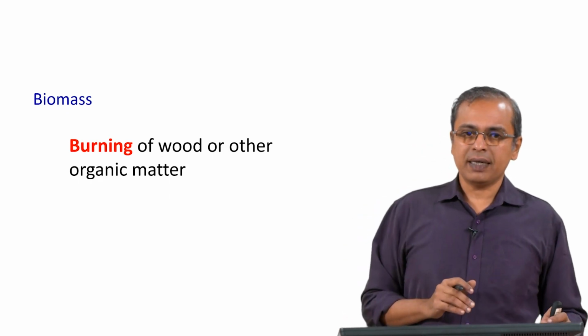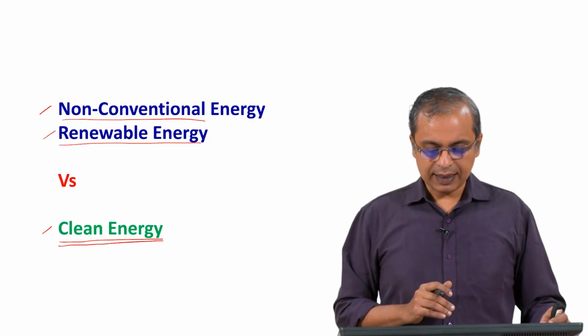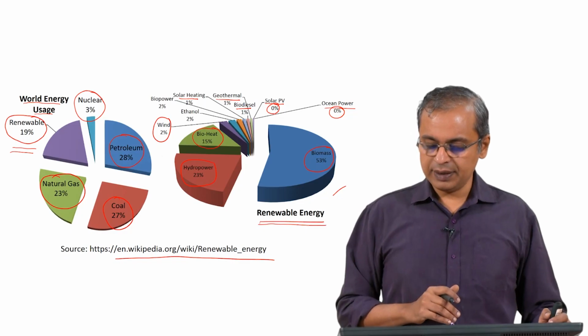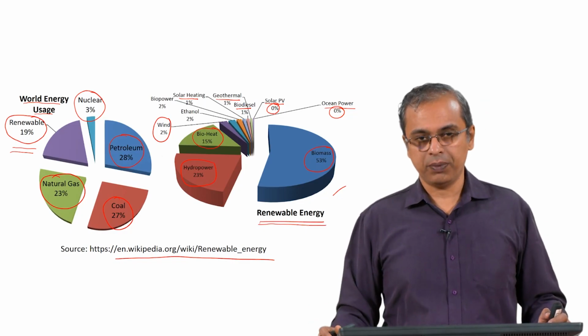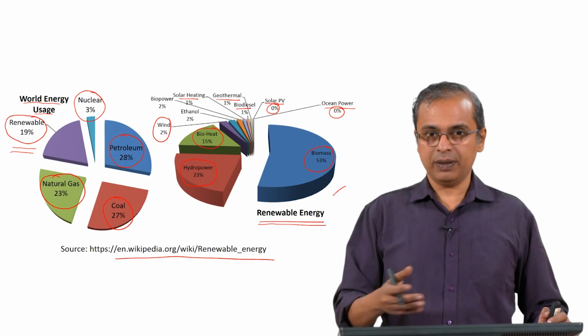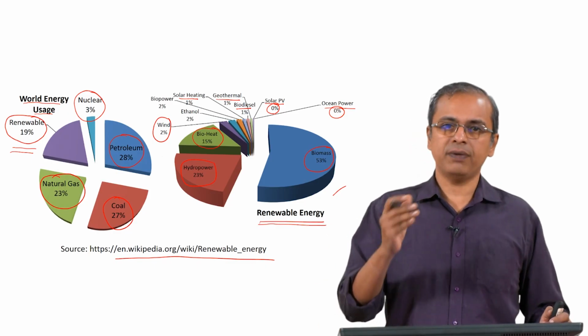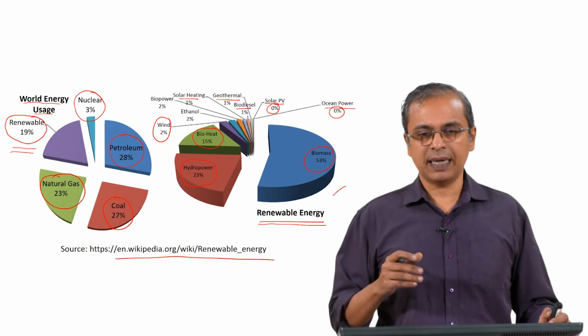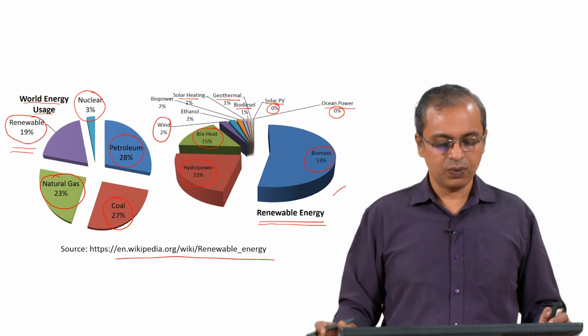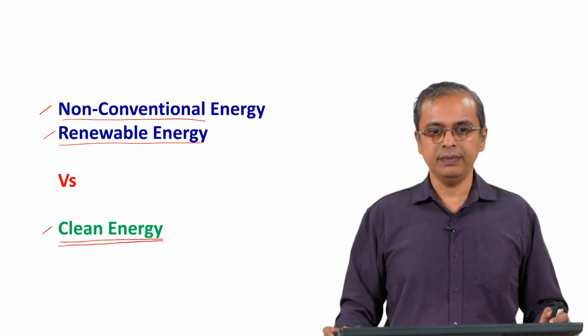If you look at our previous pie chart, we see that biomass is basically taking about 70% of these renewable sources of energy. So let us spend a few minutes looking at what biomass is, and then see what we need to consider about it.